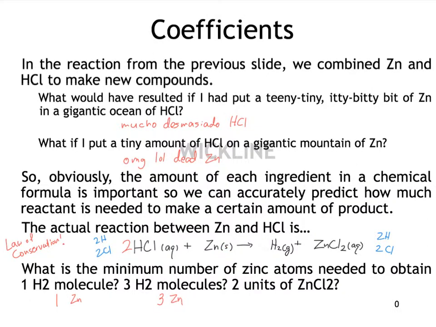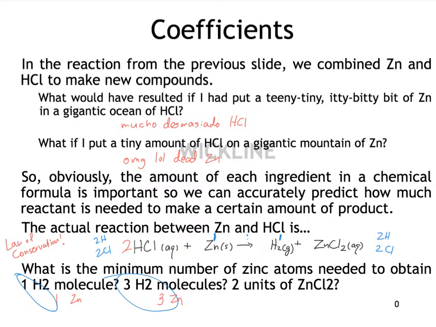So one thing I'll point out here is that if I was asked for 1 hydrogen molecule, I needed 1 zinc. If I needed 3 hydrogens, I needed 3 zincs. That's a 1-to-1 ratio here and a 1-to-1 ratio here. And this also comes back to the original equation. I have 1 molecule of zinc, or 1 atom of zinc in the equation, and 1 molecule of hydrogen. So there's the 1-to-1 ratio that explains this answer as well as this one.